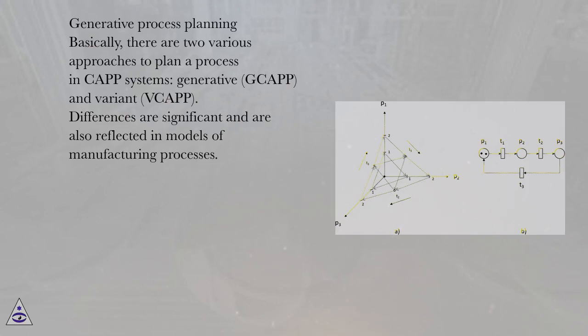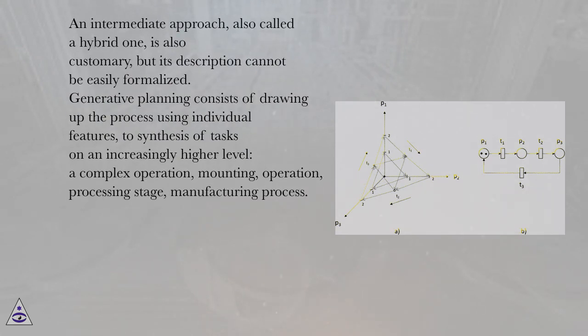Generative process planning. Basically, there are two various approaches to plan a process in CAPP systems: generative, GCAPP, and variant, VCAPP. Differences are significant and are also reflected in models of manufacturing processes. An intermediate approach, also called a hybrid one, is also customary, but its description cannot be easily formalized.